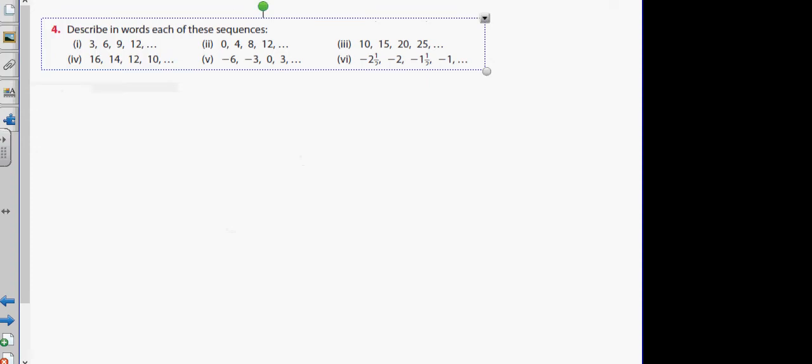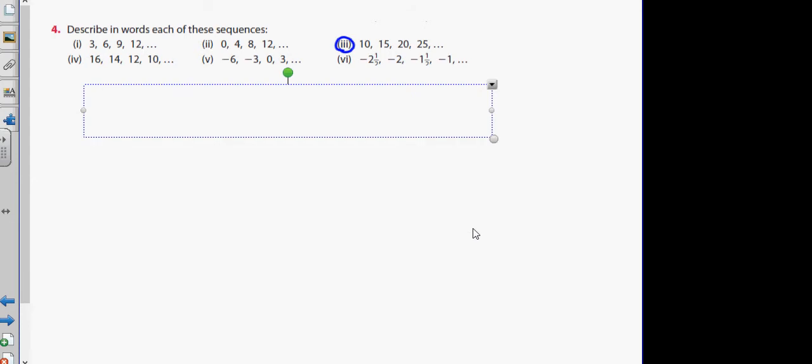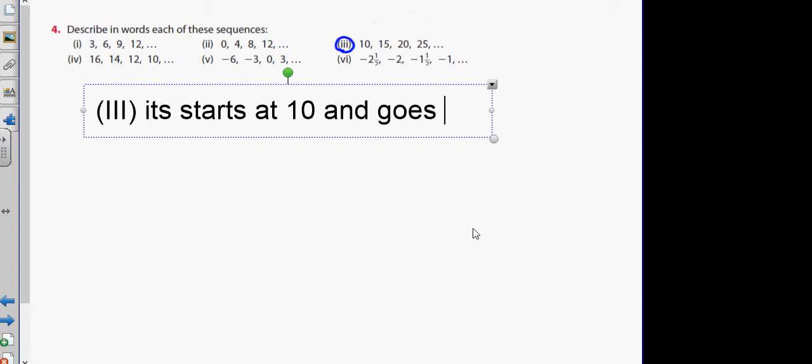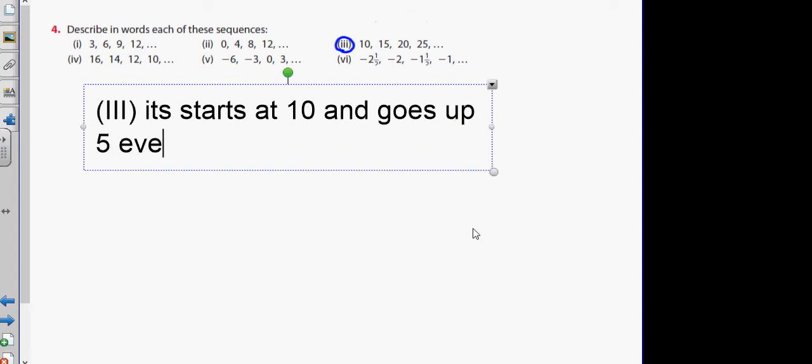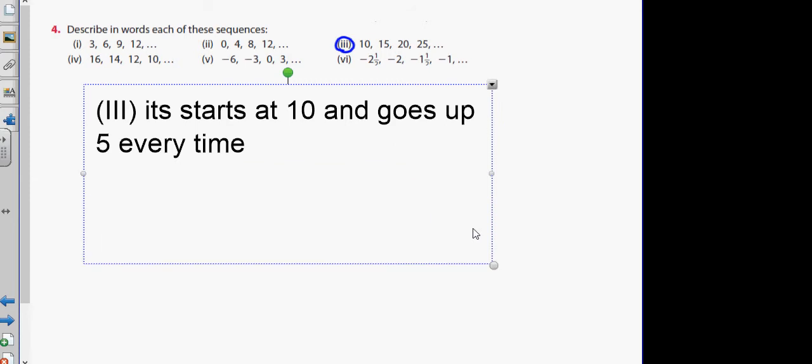Right. Question 4, part 3. Describe in words each of the series, alright? So for part 3, what else I've got to do here is this. Part 3 basically starts at 10 and goes up 5 every time. That's very easy, alright? Next one, number 5, okay?